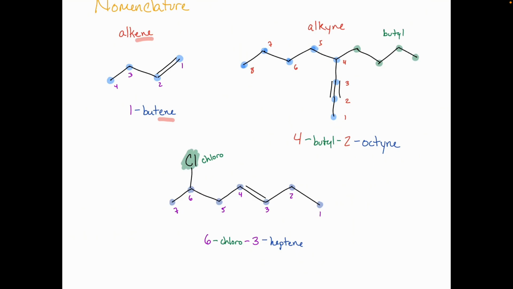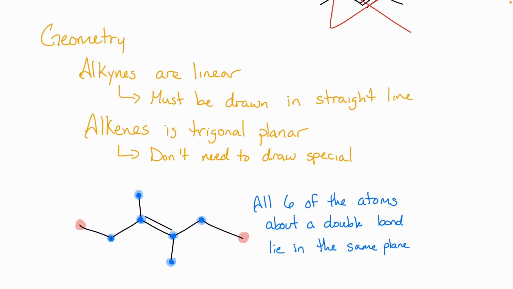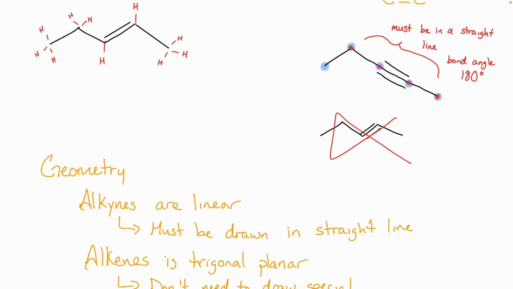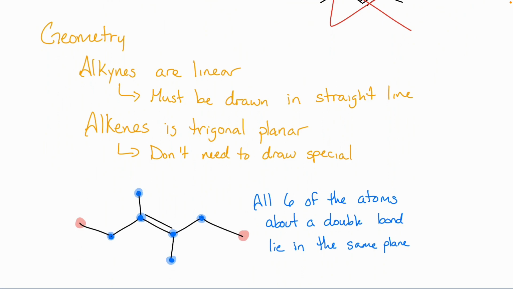We talked a little bit last class about the geometry of an alkene and alkyne. Alkynes are a little more straightforward in geometry. They're linear. That's why we always have to draw those four carbons in a straight line. You can't kink it like this. Alkenes are trigonal planar, meaning that all six of the atoms about that double bond lie in the same plane.